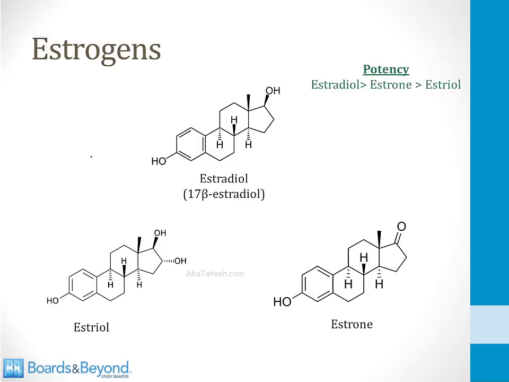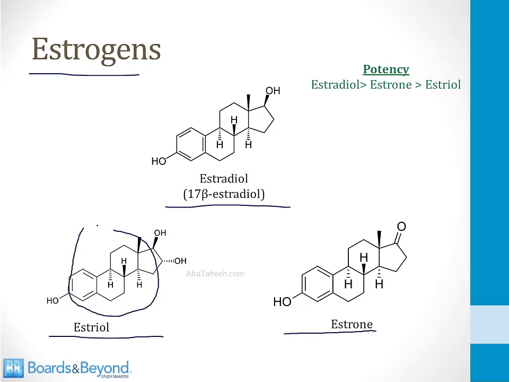The female reproductive hormones are called the estrogens. I've shown the structure of the three important estrogens on the screen here. At the top of the screen is the structure of estradiol, which is also called 17-beta estradiol. The bottom right side of the screen is the structure of estrone, and at the bottom left is the structure of estriol. You can see that they are all synthesized from cholesterol, and they all have 4 rings like cholesterol.